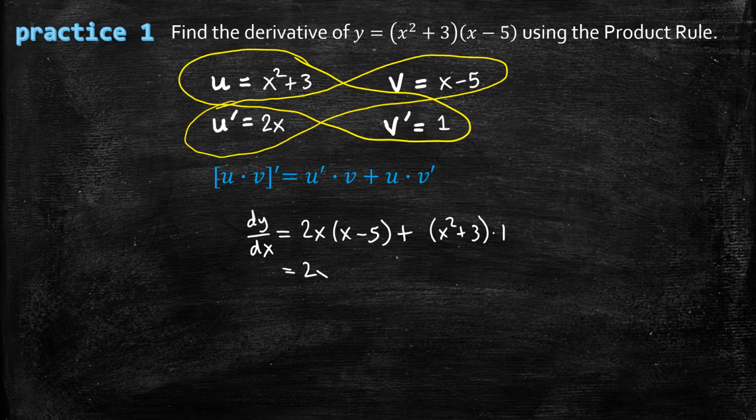And if we distribute, 2x squared minus 10x plus x squared plus 3, and then rearranging and simplifying, we get 3x squared minus 10x plus 3, which is what we got when we FOILed and did the power rule the proper way. So here is an example that the product rule really works.